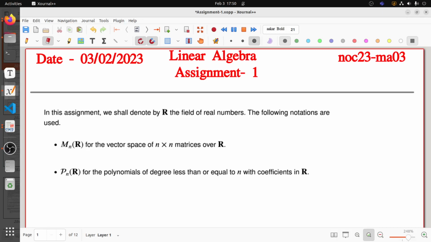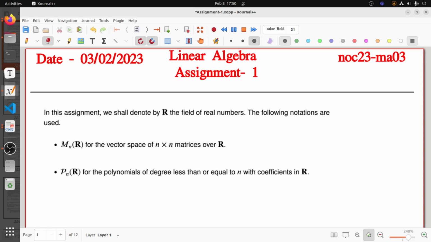So take any two polynomials, P1 of x, which is a0 plus a1x plus a2x squared plus a3x cubed, and take another, P2 of x, which is b0 plus b1x plus b2x squared plus b3x cubed.